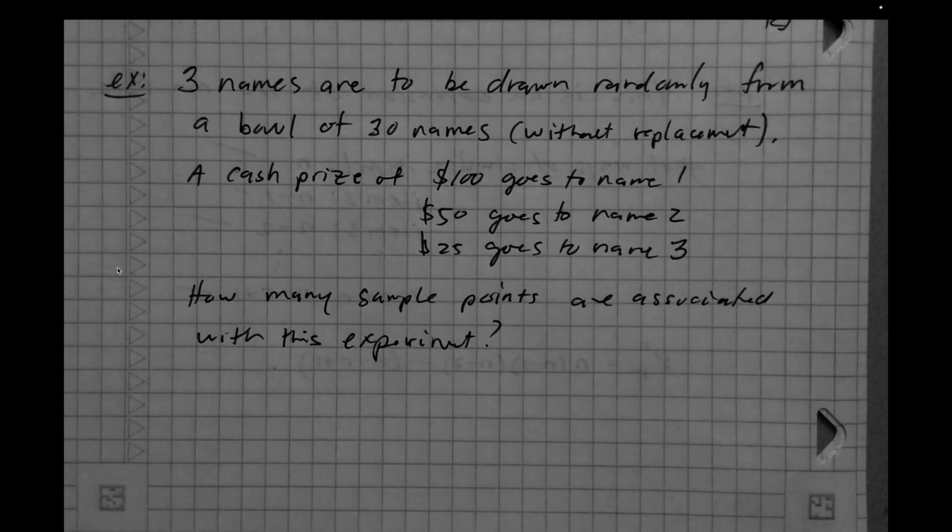The question is just how many sample points are associated with this experiment, i.e., how many different ways are there to draw 3 names from a bowl without replacement? Now, maybe it's obvious, hopefully it is, because the prizes are different, the order matters, right? This is a permutation problem, therefore. So we're basically looking for 3 perms from 30.